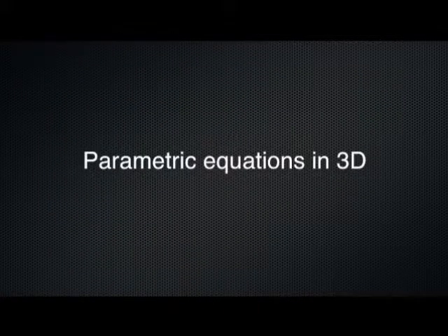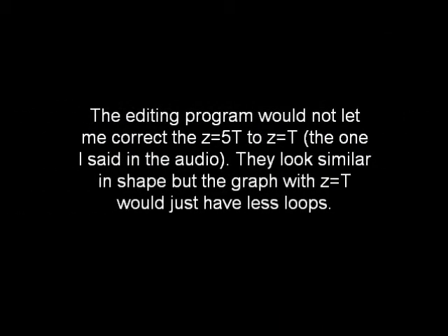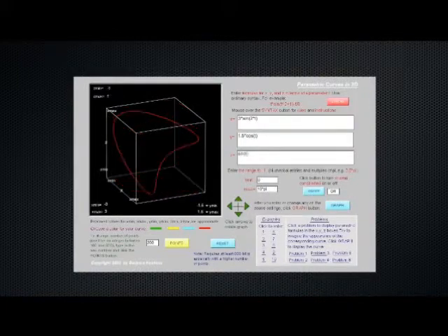To make this parametric equation 3D, we need to add another equation called z. Since we don't have another z equation, we are just going to assume. The graph would look like this if z equals t. The graph would look like this if z equals sine t.